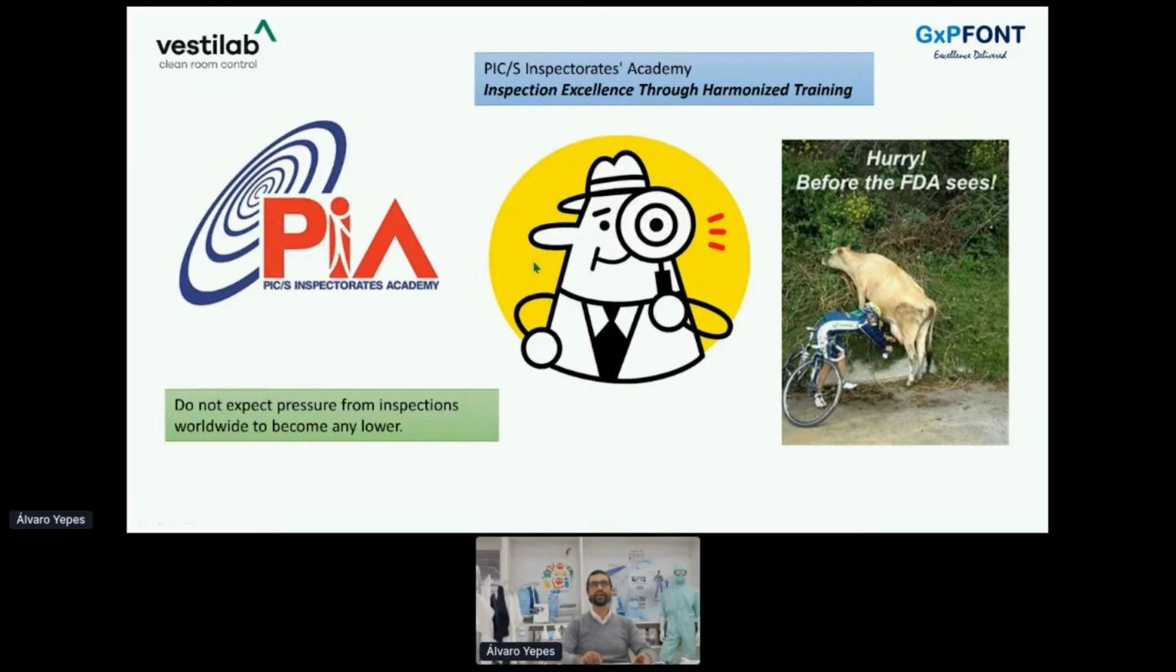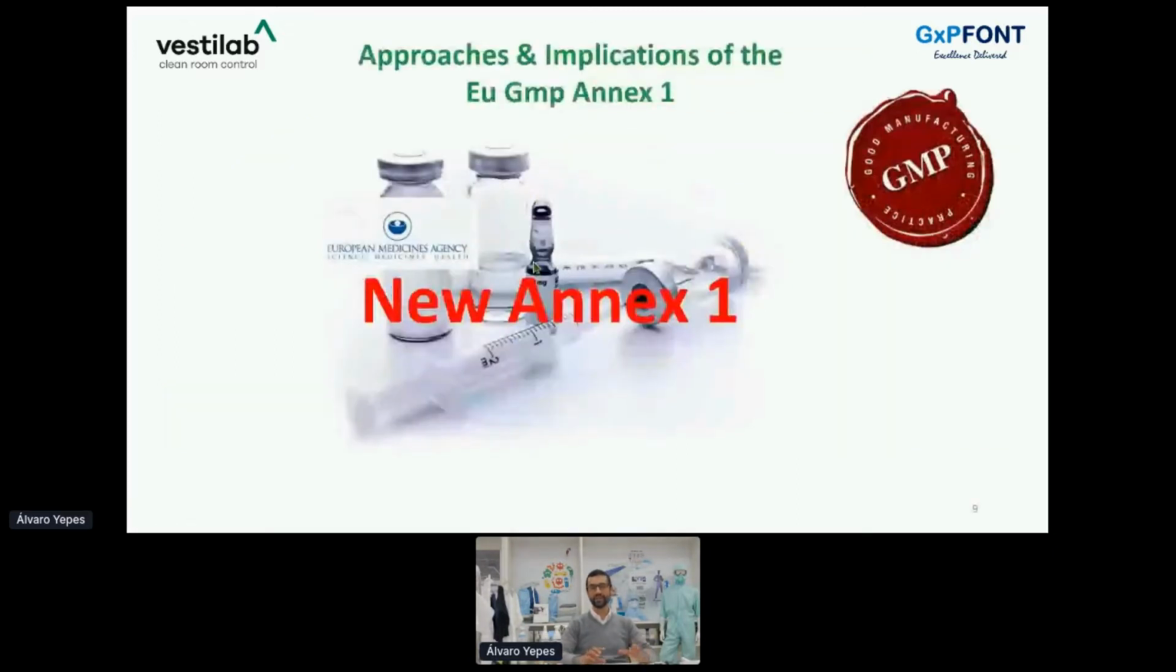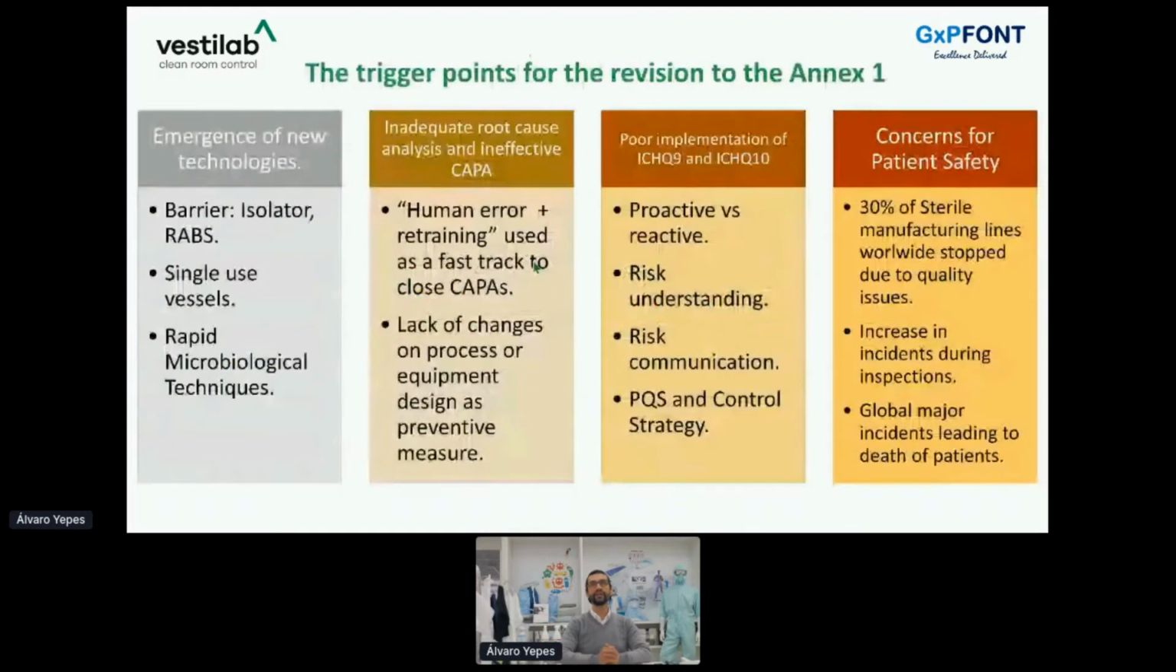So at the end of the day, Annex 1 is a consequence of the previous factors, and the idea is to move into guaranteeing the safety of patients in a better way. So these are the main trigger points. Bear in mind that the current version of Annex 1, the one that is legally binding today, has been applied for more than 12 years. And since then, there have been a lot of technological changes.